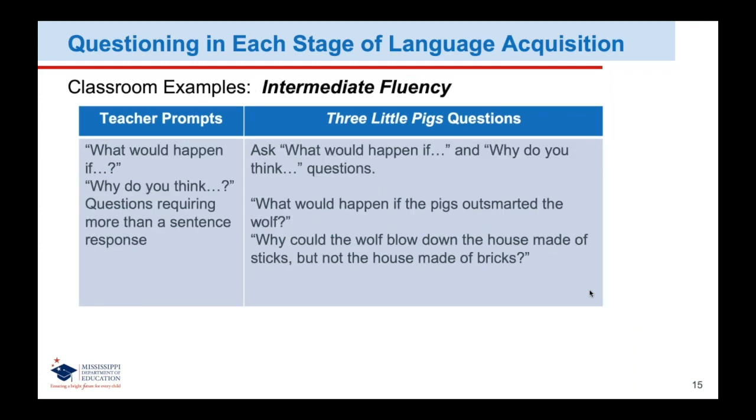In the intermediate fluency stage, remember, these students have a much stronger grasp of English. They're fluent in conversation. So we can ask things like, what would happen if the pigs outsmarted the wolf? So not only do they show us that they know the story, but they can think outside of the story, and they can respond to what they're thinking outside of the story. So these are questions that require more than a sentence response.